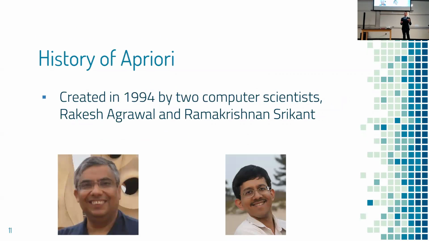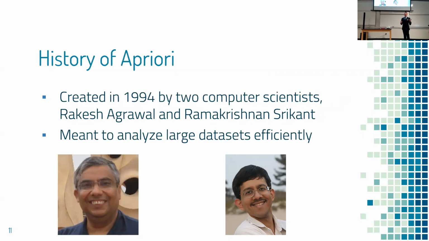First, a little bit of history on Apriori. It was created in 1994 by these two guys. This is Rakesh Agrawal, and this is, oh gosh, Ramakrishnan Srikant. And they created this algorithm because at that point in time, data sets were becoming large enough that they needed a more efficient way to analyze them than just traditional algorithms.